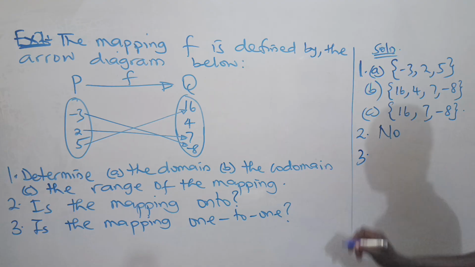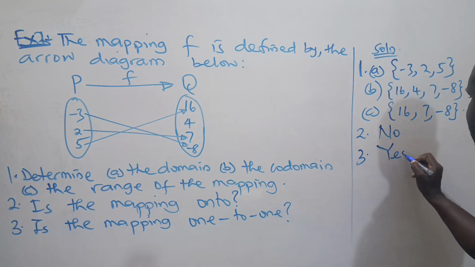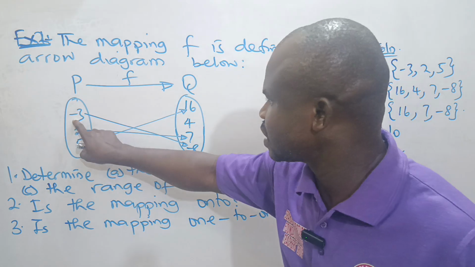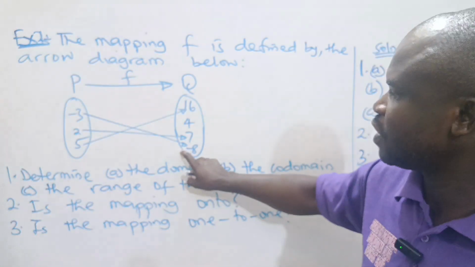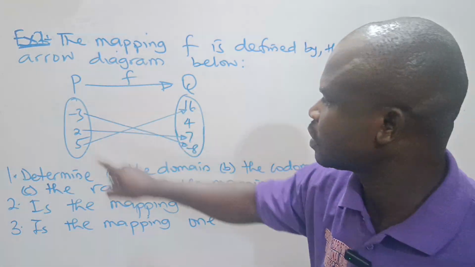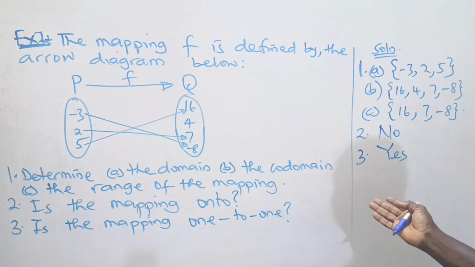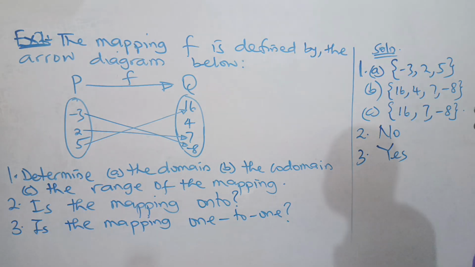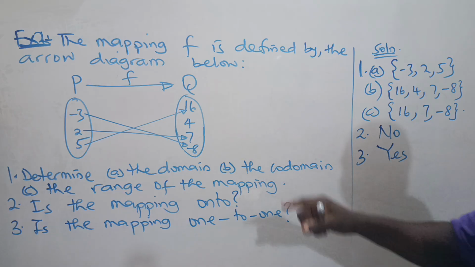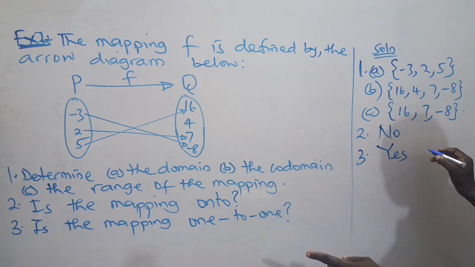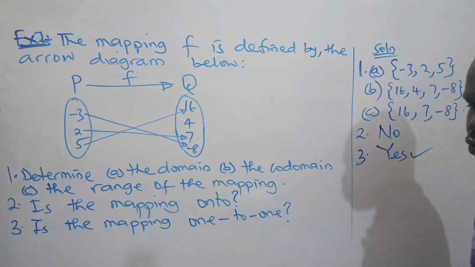Then question number 3, is this mapping one-to-one? Yes, this mapping is one-to-one because each element here has a unique image. Just that for 4, nothing is being mapped into 4, which is not a condition that violates a function or a relation to the mapping. So this mapping is one-to-one, but it is not onto because it does not satisfy the condition for a mapping to be onto.